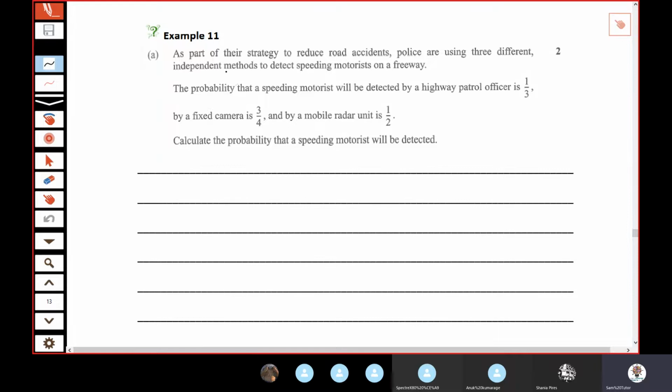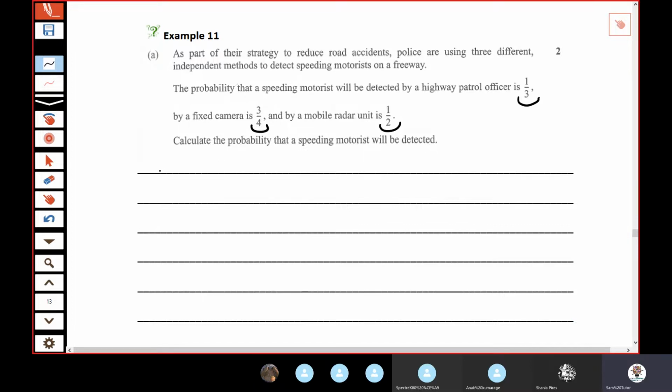Have a quick read. As part of their strategy to reduce road accidents, police are using 3 different independent methods to detect speeding motorists on a freeway. The probability that a speeding motorist will be detected by a highway patrol officer is a third, by a fixed camera is 3/4, and by a mobile radar unit is a half. So the probabilities are a third, 3/4, and a half. Calculate the probability that a speeding motorist will be detected.